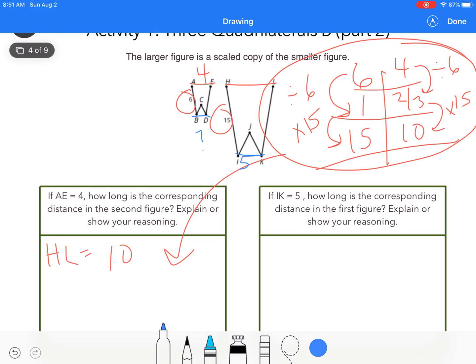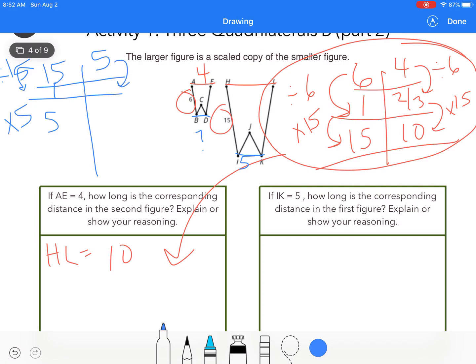Okay, so again, I'm doing the same kind of thing. I've got my table, but this time I'm working in the opposite direction. So I have 15. I want to get to 1, and then I want to get to 5. So I'm going to divide by 15, and then I'm going to multiply by 5. So I'm going to do the same thing on the other side. So I have 5. I'm going to divide by 15, and I get 1/3, and then I'm going to multiply by 5.